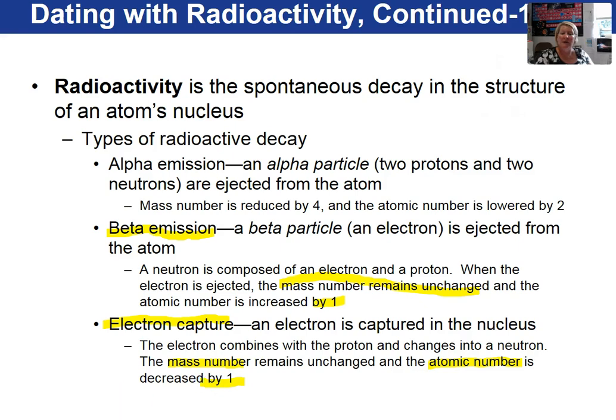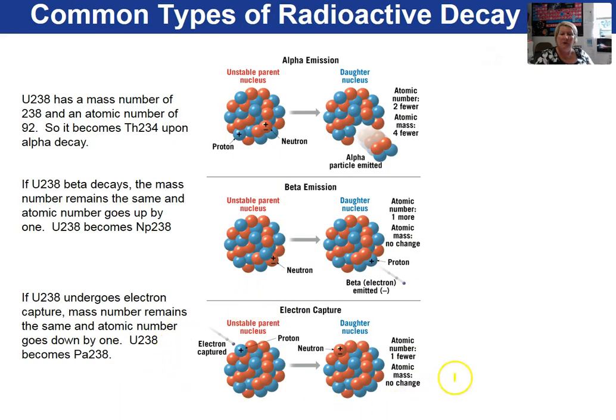Let's look at this as an example. This is our electron capture example. We're going to use uranium-238 again. Mass number stays the same, 238. And the atomic number goes down by 1, so it goes from 92 to 91. And element number 91 on the periodic table is Pa, protactinium. Here is the visual. The proton captures the electron here, converting it into a neutron.